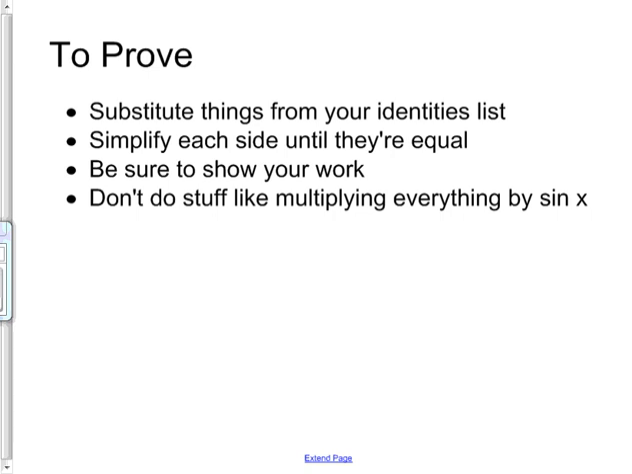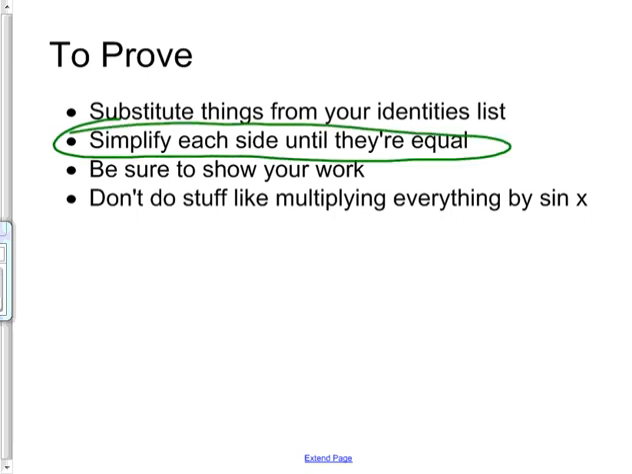So to prove things, that's kind of the last frontier. A proof looks just like a simplify. You just keep simplifying each side until they're equal. Well, let me give you an example of a proof that wouldn't have any trig in it.